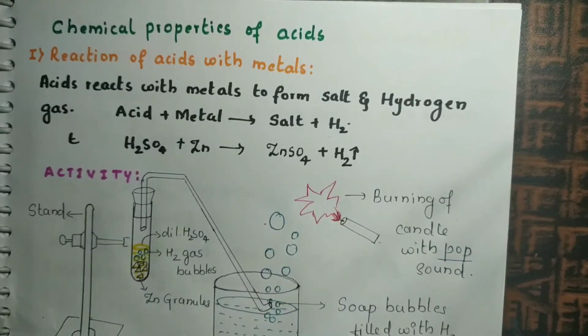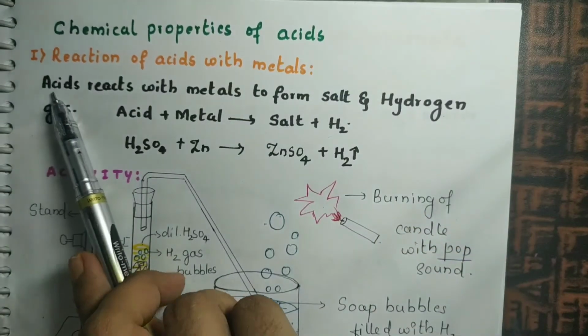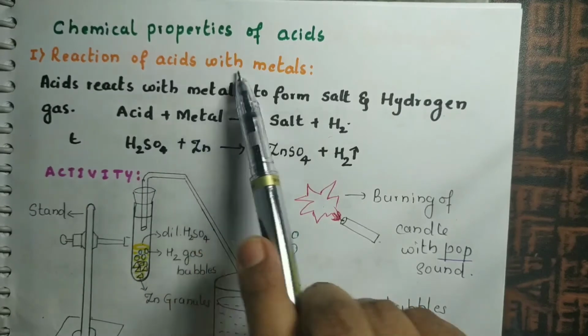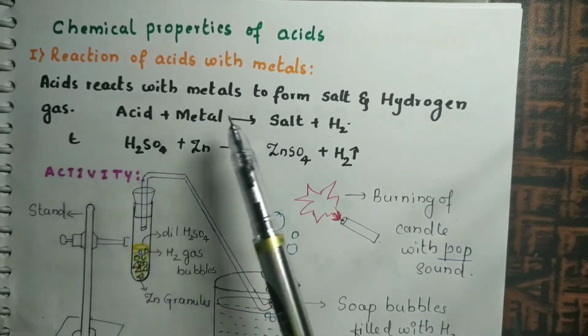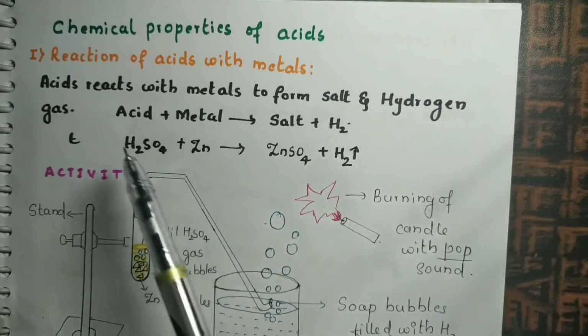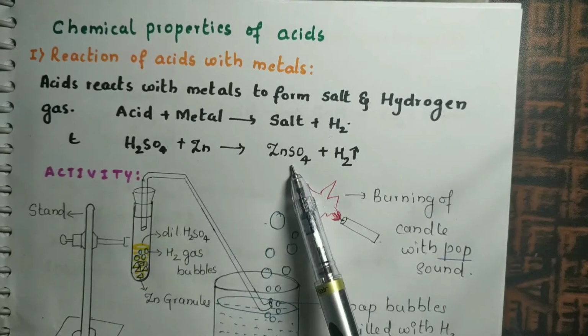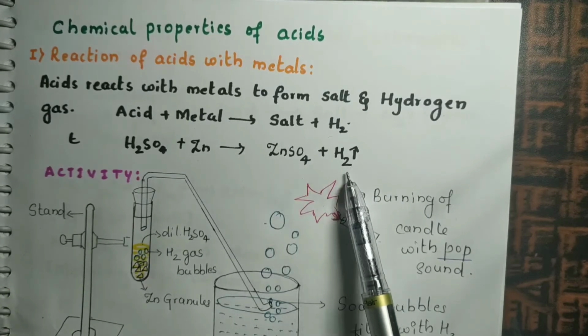Now let us see the chemical properties of the acids. Here we will study how the acid reacts with different substances. First we are going to study the reaction of the acids with the metals. Acids always react with the metal to form salt and hydrogen gas. See the example: H2SO4 reacts with zinc to give zinc sulfate, that is salt, and hydrogen gas.